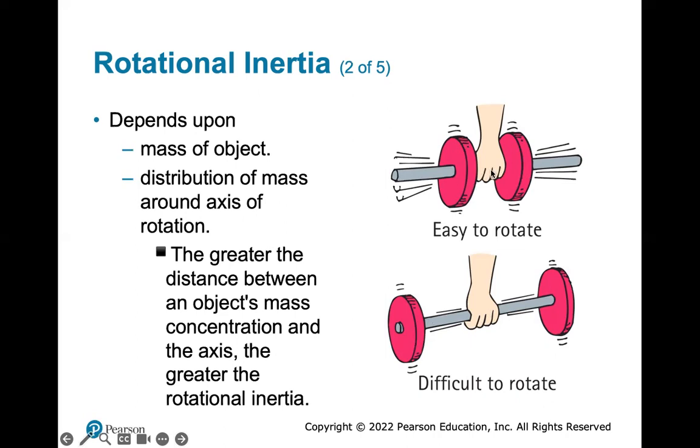Let's see what the text says. It depends upon the mass of the object and the distribution of mass around the axis of rotation. The greater the distance between an object's mass concentration and the axis, the greater the rotational inertia. So they're both going to weigh the same, but it's how that mass is distributed that makes a big difference. I'll demonstrate that when we come to torque.